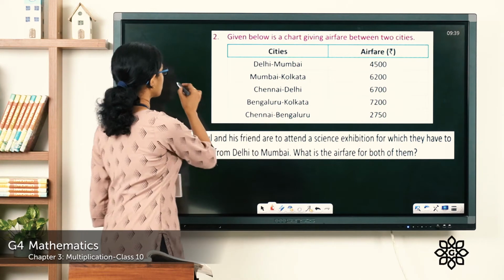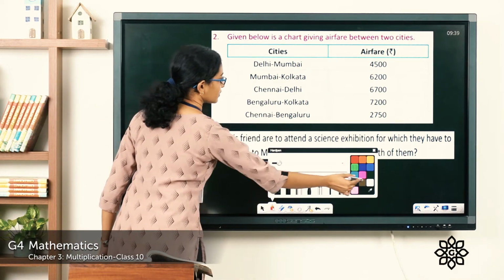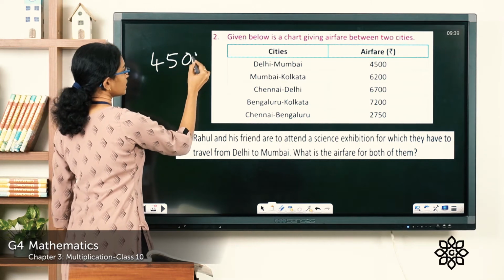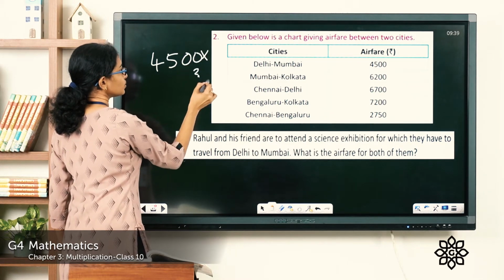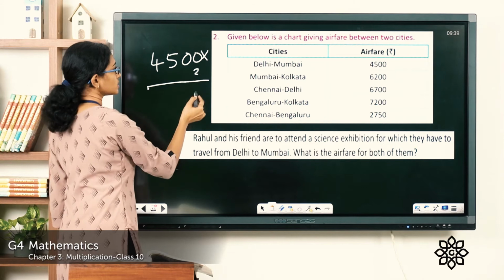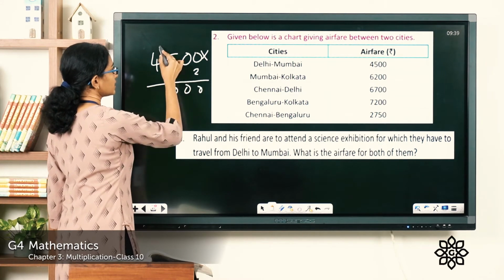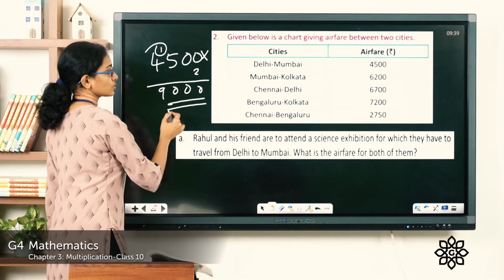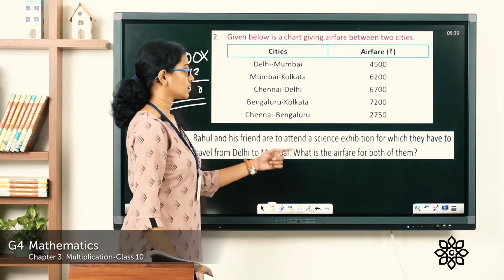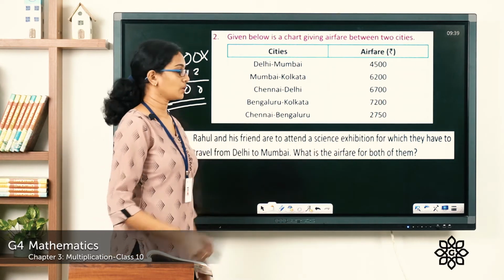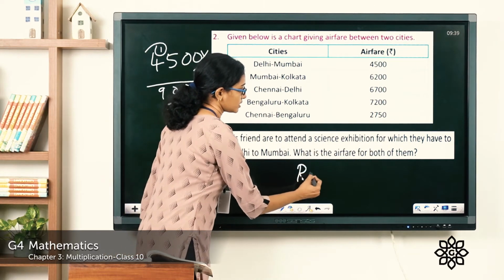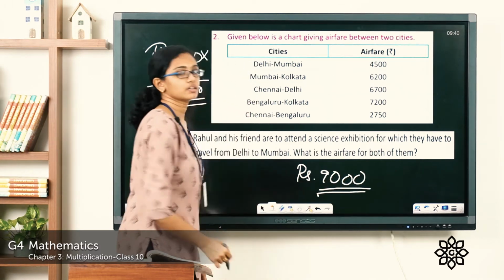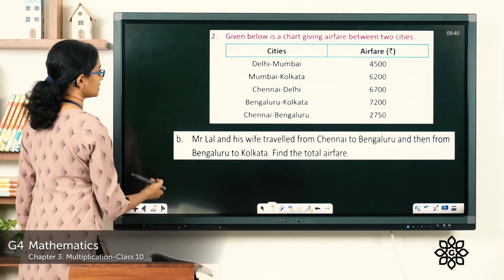It is 4,500. So since 2 people are traveling, the total airfare would be 4,500 into 2, right? So it is 0, 0, 5 into 2, 10, carry over 1, 4 into 2, 8 plus 1, 9. So what is the answer to this question? The airfare for both of them would be equal to rupees 9,000. Understood? Let's see the next question.